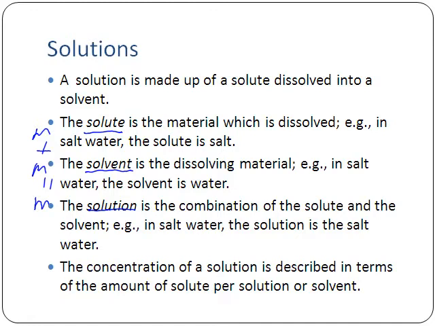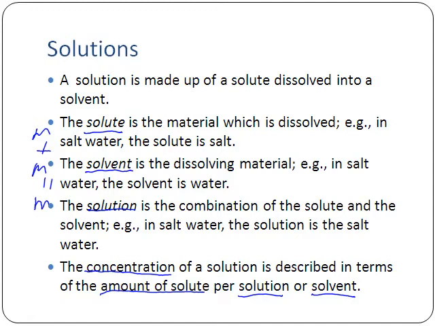And so we need a way of being able to describe how much solute there is in a solution proportionate to the solution as a whole. In this case, how salty the water is, or in the case of something like an acid, what the concentration of that acid is, how strong it is. The concentration of a solution is described always in terms of the amount of solute per either solution or solvent. So it'll either be amount of solute per solution or amount of solute per solvent.